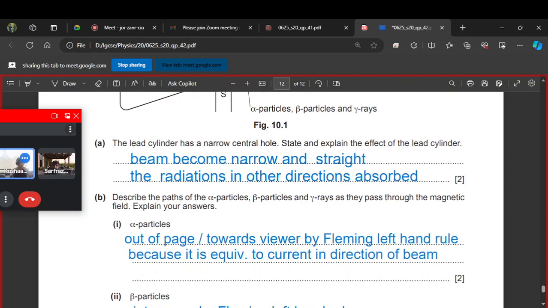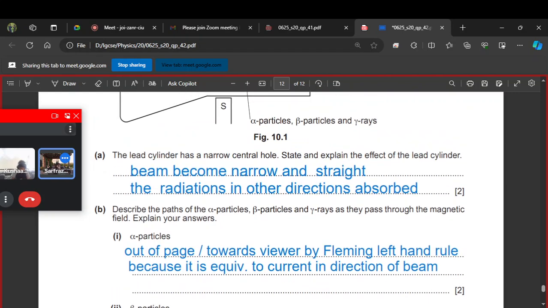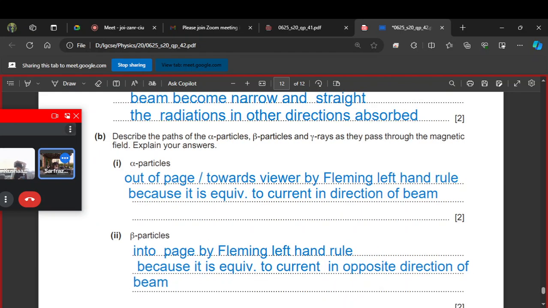So for the left hand, the path is going up, out of the page, which means towards the observer or reader. Why? Because of Fleming's left hand rule, since it is equivalent to the current in the direction of the beam. What about the beta particle? It will be in the opposite direction because beta particles have opposite charge to that of alpha particles. So if the alpha particles go outward, then beta particles must go inward, into the page, because it is equivalent to the current in the opposite direction to the beam.